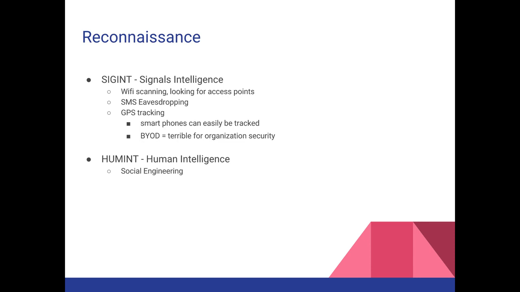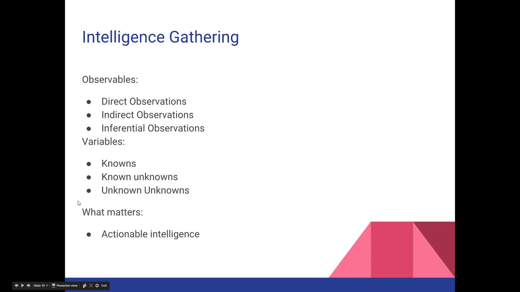GPS tracking is another useful tool. If people have their location services on, they may have a noisy mobile device, and smartphones can often easily be tracked because of that. And that is yet another reason why bring your own device is terrible for organizational security. But that's a mountain of another topic for another time. Finally, human intelligence, which is social engineering.